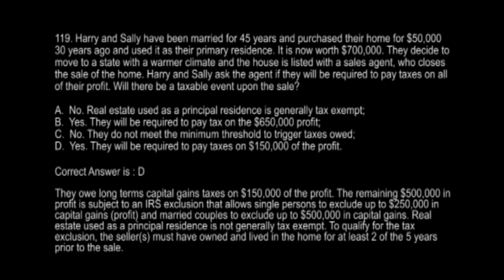Correct answer is D. They owe long-term capital gains taxes on $150,000 of the profit. The remaining $500,000 in profit is subject to an IRS exclusion that allows single persons to exclude up to $250,000 in capital gains profit, and married couples to exclude up to $500,000 in capital gains. Real estate used as a principal residence is not generally tax-exempt. To qualify for the tax exclusion, the sellers must have owned and lived in the home for at least 2 of the 5 years prior to the sale.